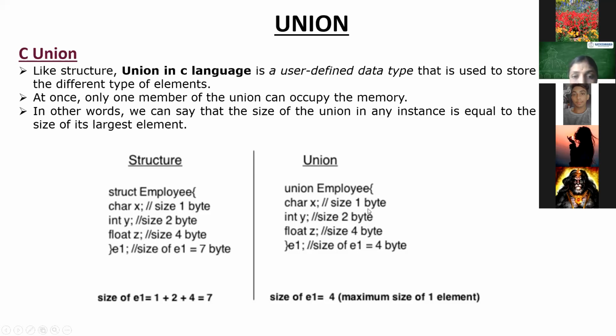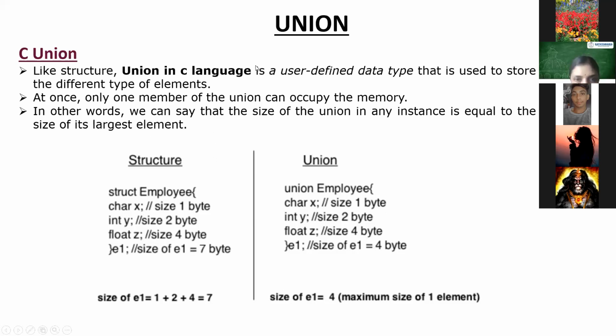But instead, what is the size? I have the largest size over here, 4. So the variable will assign the largest size for it. Right? So what is the largest size? 4. So it will assign the maximum size of one element, which is how many bytes? 4 bytes over here. But here, how many bytes? 7 bytes. That is the difference between your structure and union.